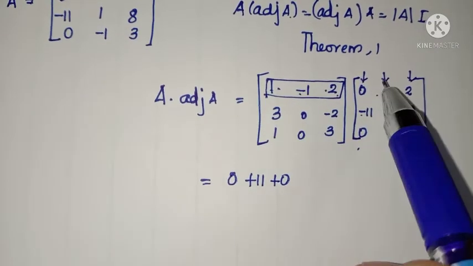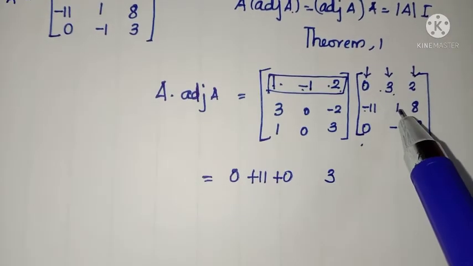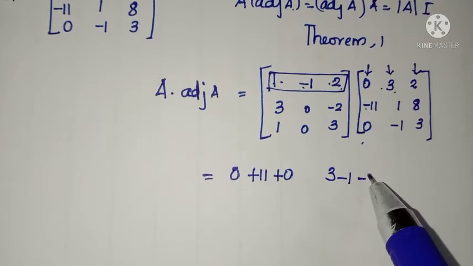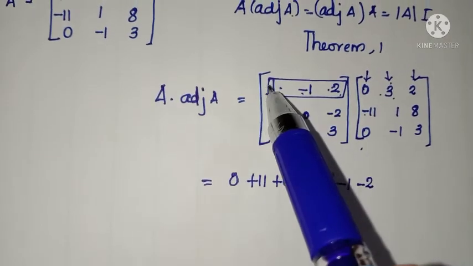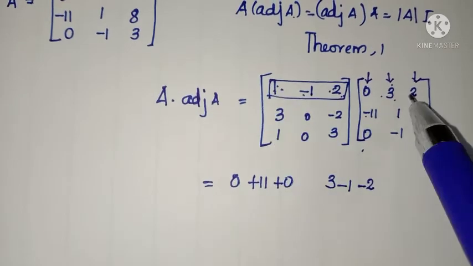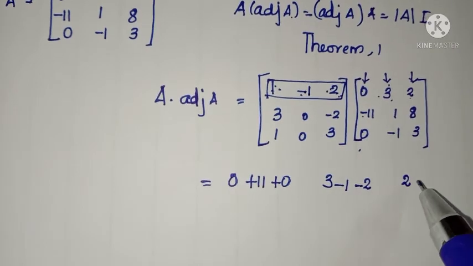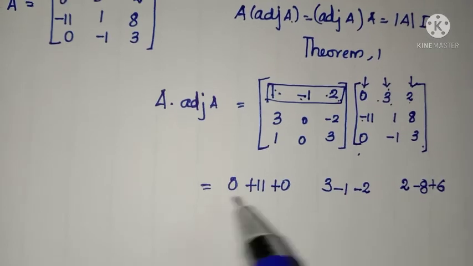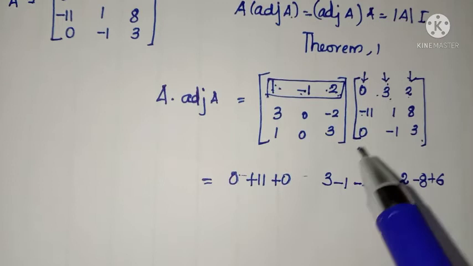Now, first row, second column, 1 into 3, 3, minus 1 into 1, minus 1, 2 into minus 1, minus 2. Okay, so second column is over. Now, first row, third column. So, 1 into 2, 2, minus 1 into 8, minus 8, 2 into 3, 6. So, first row is over. Similarly, find the next two rows.